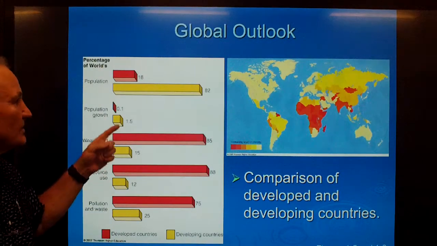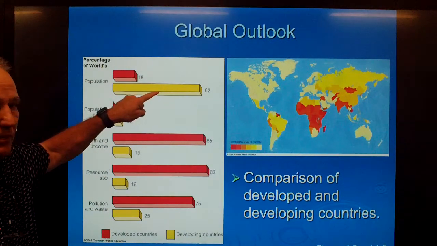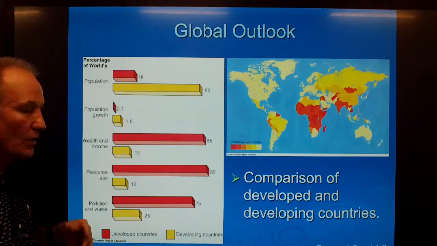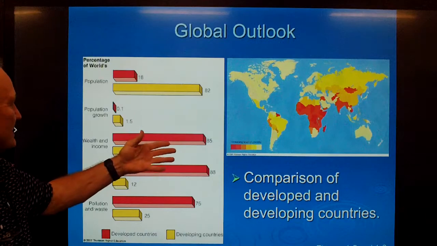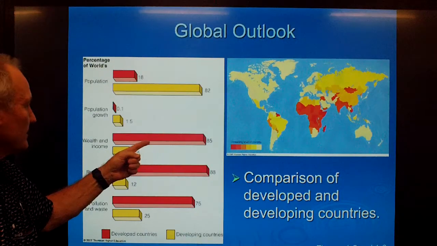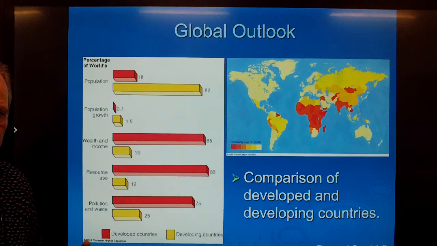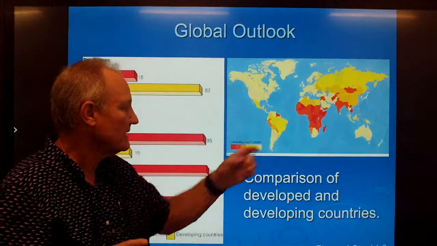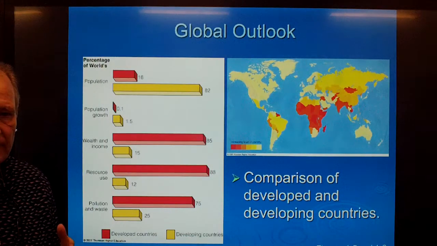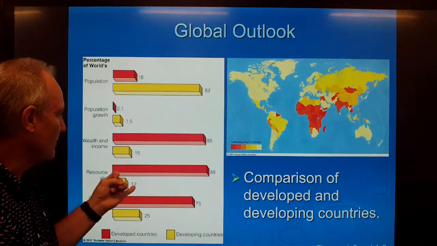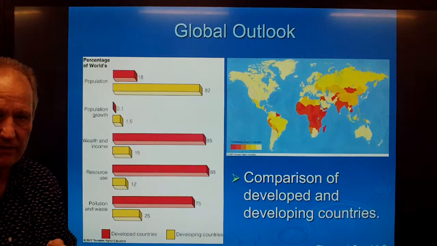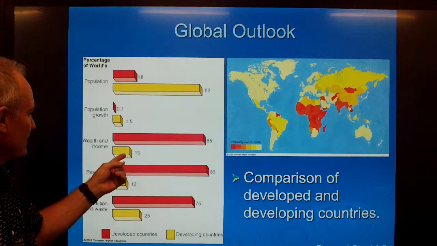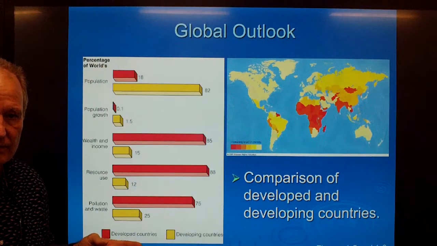Whereas for wealth and income, if here's where most of the people are, look where most of the money is. These are basically flipped. 85% of the money is in the developed countries, and only 15% is in the developing countries. So if you are a person living someplace in the middle of Africa, you don't have access to money via a bank, or you probably don't have as high of an income, so it's harder for you to make more money. This deck is already stacked against you.